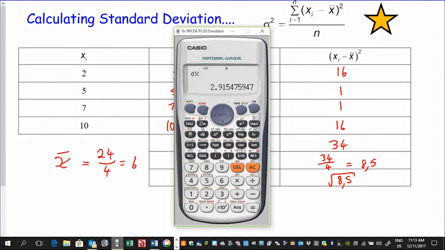And we get 2.914. Now, that's the standard deviation, and I'm hoping that that's the square root of 8.5. If I square that result, we see that I get 8.5. So it is, in fact, indeed correct.